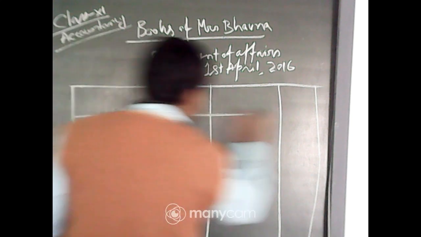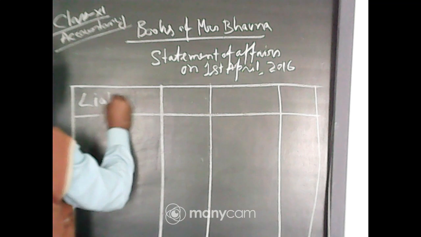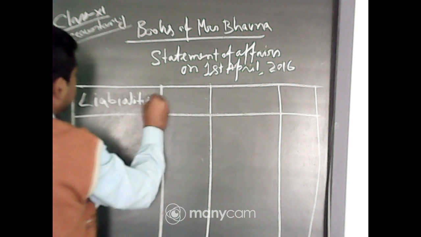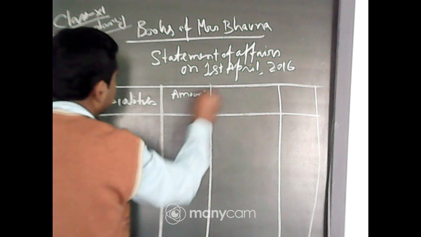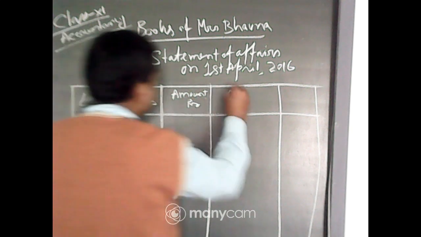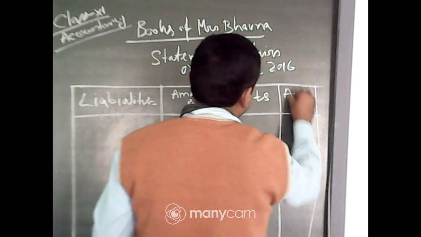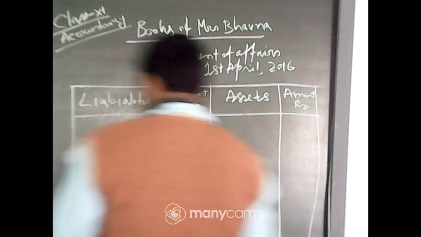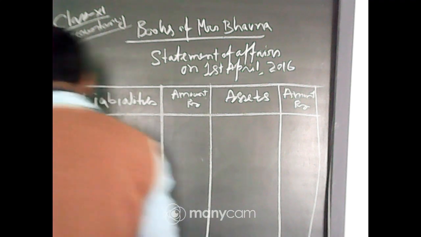So there are particulars: on the left side liabilities with an amount in rupees, and on the right side assets with an amount in rupees. Now you can see, from the opening balances, all the opening balances we have to take.